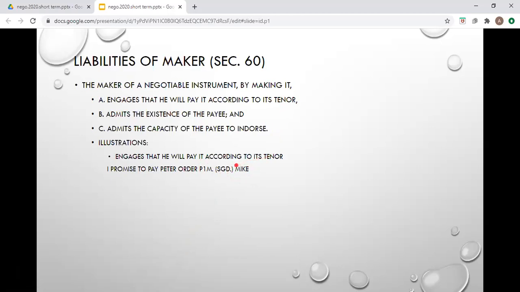And Mike, as the acceptor, binds himself to pay according to the tenor of the instrument. Not only that, in issuing the instrument, Mike likewise admitted the existence of the payee. Just like what I mentioned a while ago, once you admit something, you can no longer contradict your own admission. You can no longer raise a defense that will contradict your very own admission.